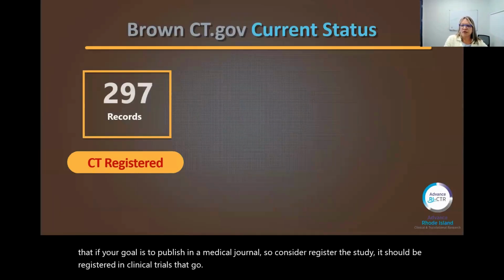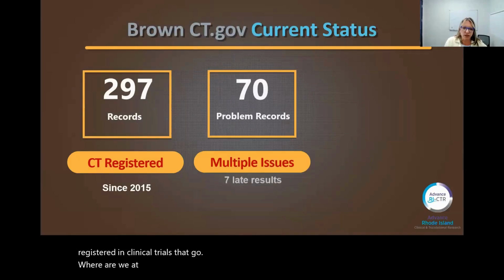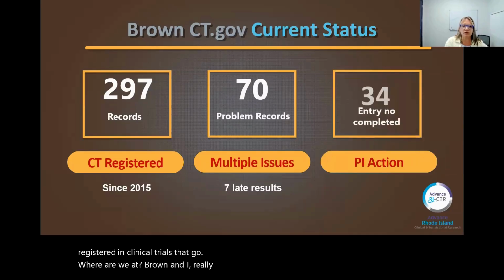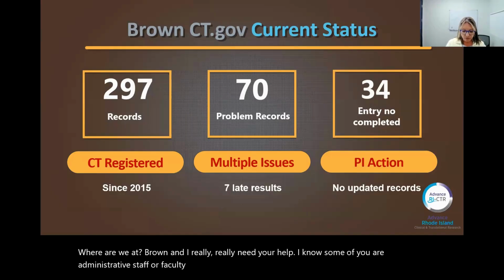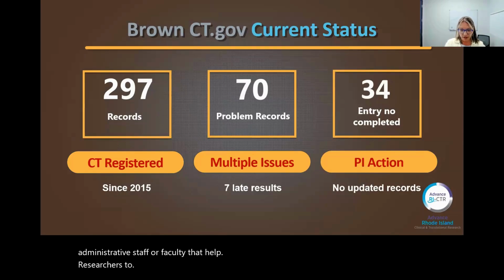Where are we at Brown? And I really, really need your help. I know some of you are administrative staff or faculty that help researchers to do and enter information, but I really need your help with the current status of the registration.